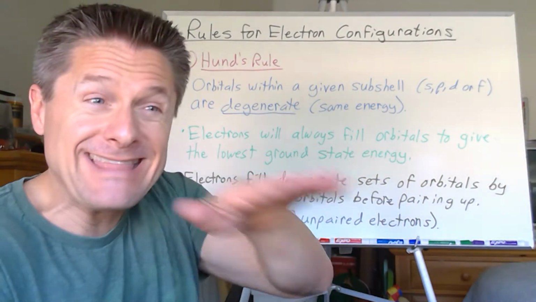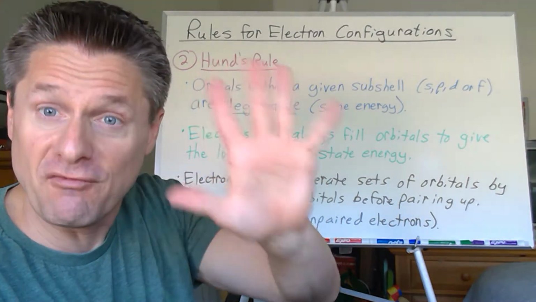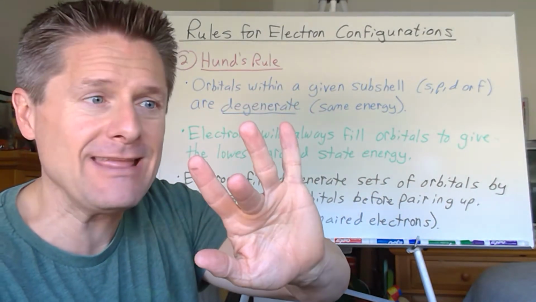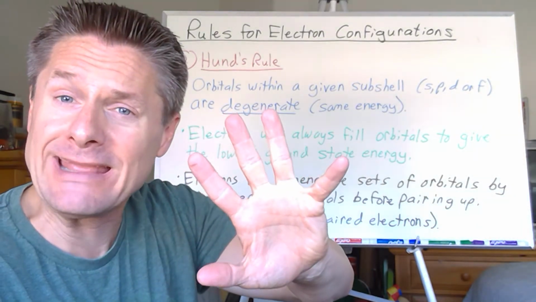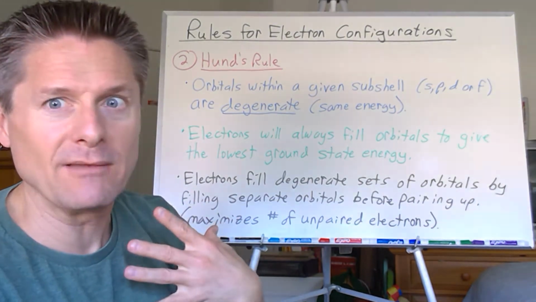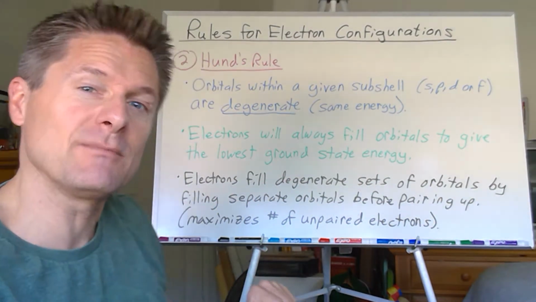We'll go in the order of the lowest energy ones first. But if I'm in the 3D subshell, there's 5 orbitals: the 3dxy, 3dyz, 3dxz, 3dz squared, and 3dx squared minus y squared. They're all exactly the same energy at this point. That will change a little bit in one of the later chapters next semester.